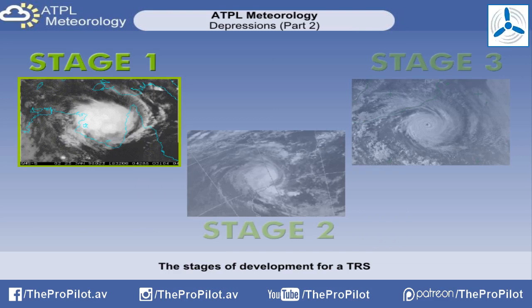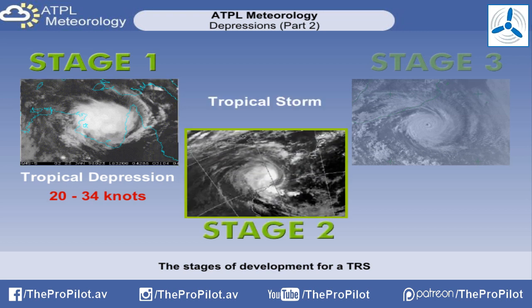Stage 1 is called the tropical depression. Here we see the first signs of rotation, with a lower central pressure and at least one enclosed isobar. Surface wind speeds will be 20 to 34 knots.